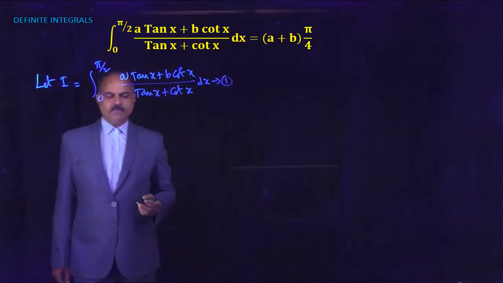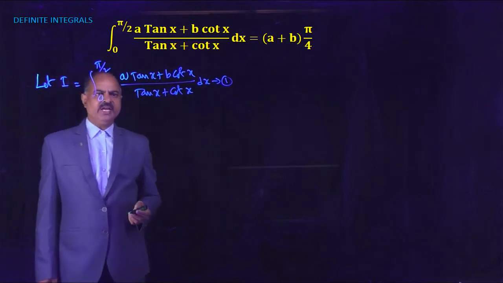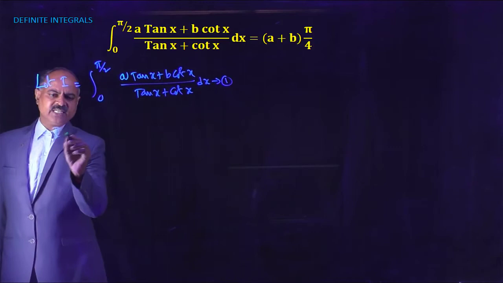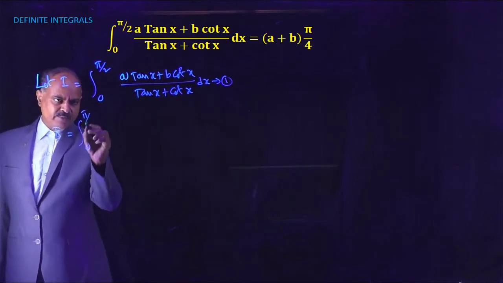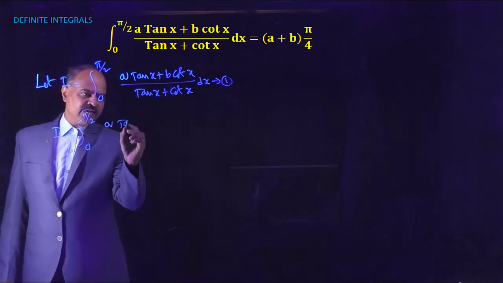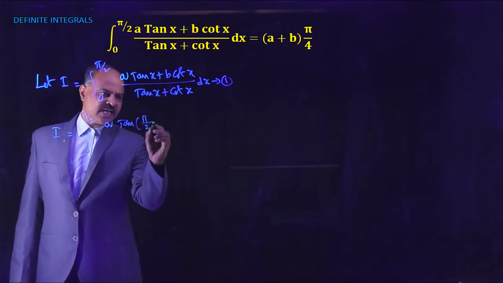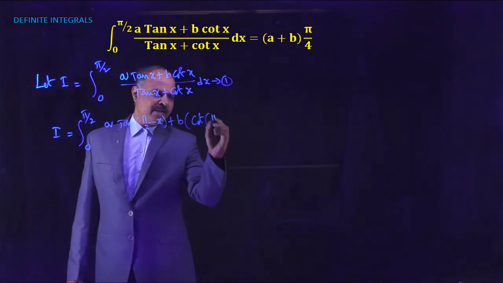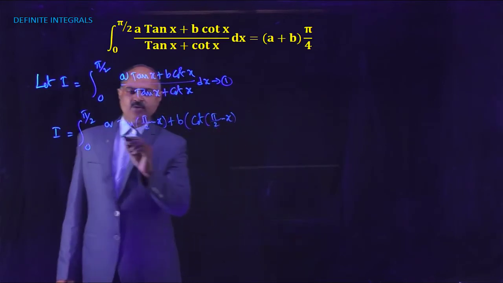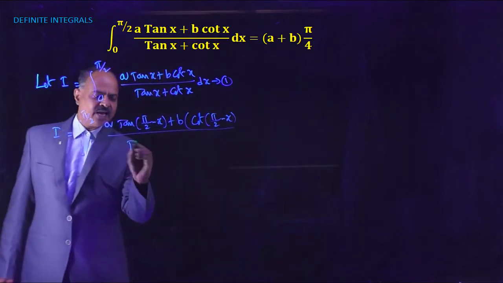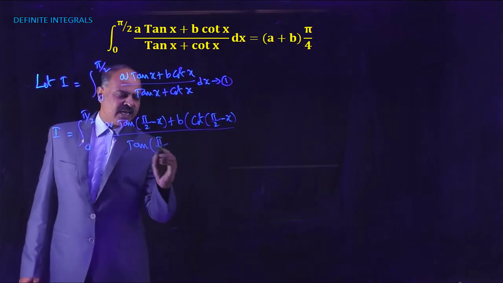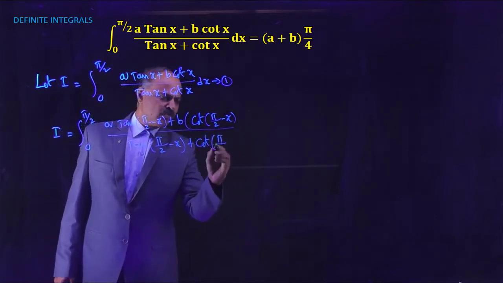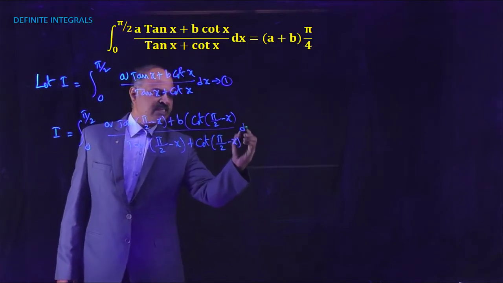By applying the property integral 0 to a f of x dx equal to integral 0 to a f of (a minus x) dx, we get integral 0 to pi by 2 of (a into tan of (pi by 2 minus x) plus b into cot of (pi by 2 minus x)) by (tan of (pi by 2 minus x) plus cot of (pi by 2 minus x)) dx.